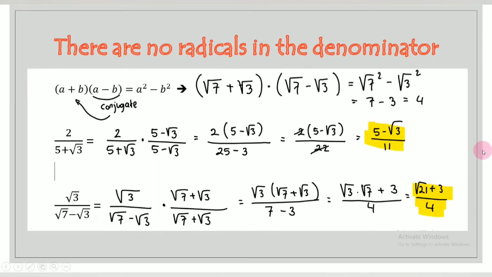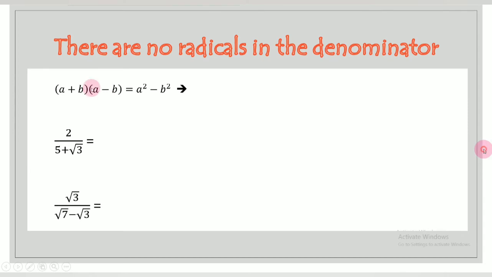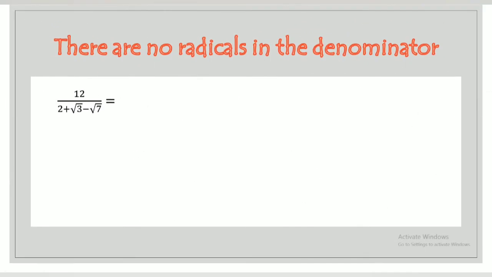Okay, so now let's go to the next level. How about this one? We have 3 terms in the denominator, before we had 2 terms. So in this case, we need to choose. Do we have to associate the first 2 terms, or do we have to associate the last 2 terms?